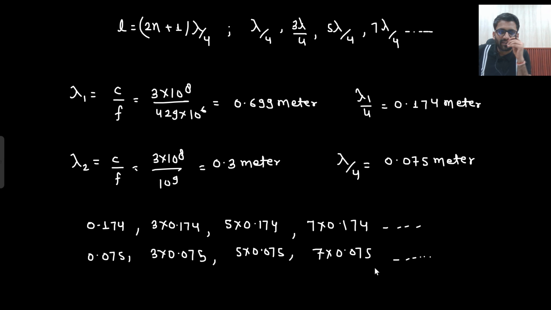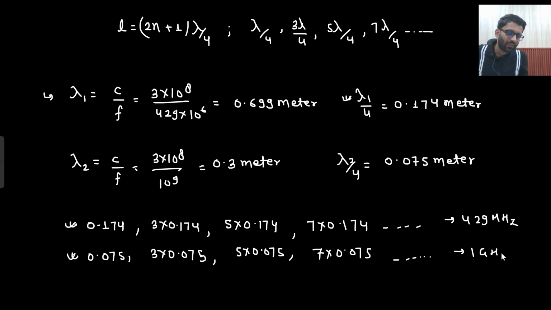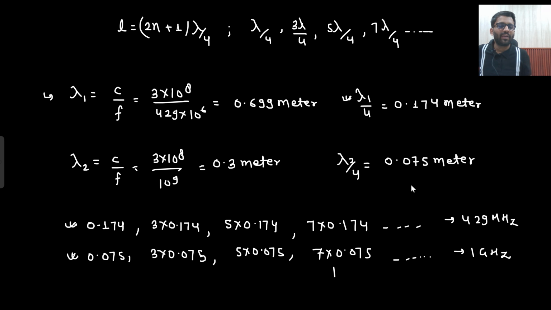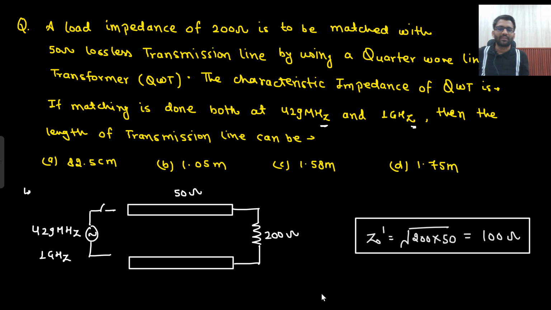Are you able to understand? The length which is common for this one as well as for this one. Basically, we need to satisfy lambda 1 by 4 as well as lambda 2 by 4. So the 429 megahertz is saying that you can have these lengths, and 1 gigahertz is saying that you can have these lengths. So the length which is common to both of them will be our answer, no? Right? So in this manner we cannot keep on calculating. What we will do is take help of the options.